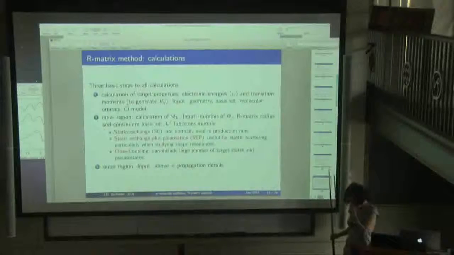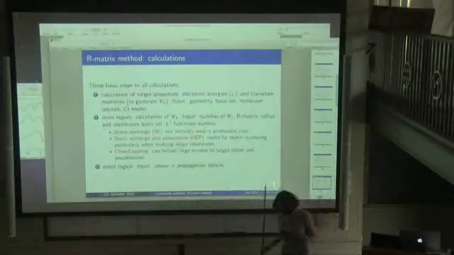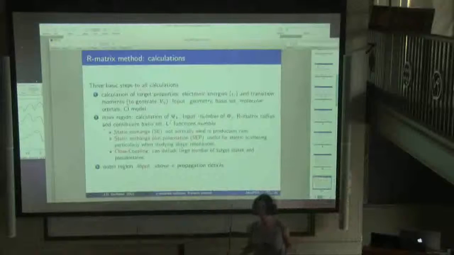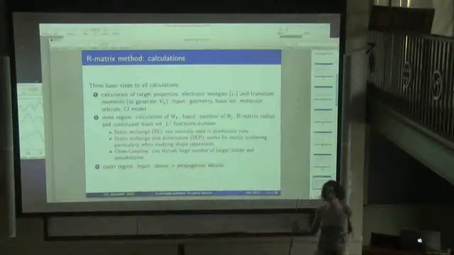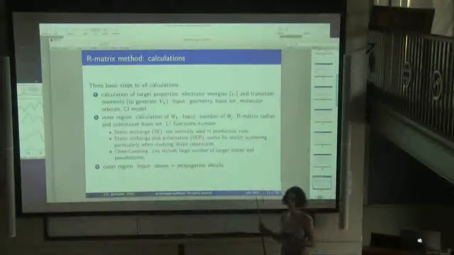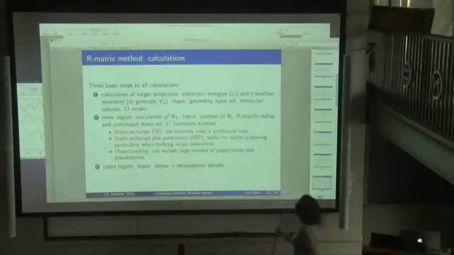Right, so what I want to talk about now is how we actually do the calculation and what input we need, and therefore to try again to work out where the uncertainties are. The first thing we need to do is to calculate the target property. So what we need is excitation thresholds. If we're looking at electronic excitation, we need dipole and quadrupole moments, as I said before.